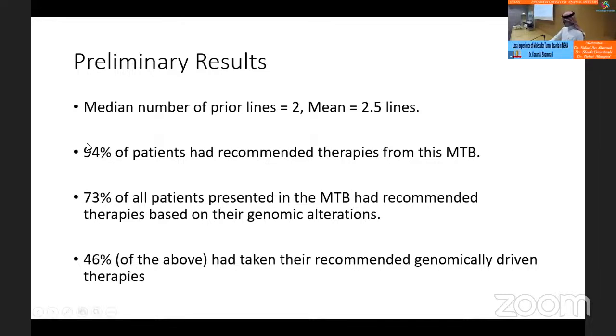Now, I have to say, disappointingly, less than 50% of the patients that we presented, we were able to actually give genomic therapies. Now, one of the questions that I'm sure is going to come up, so I'm going to go ahead and answer the question before it comes out.